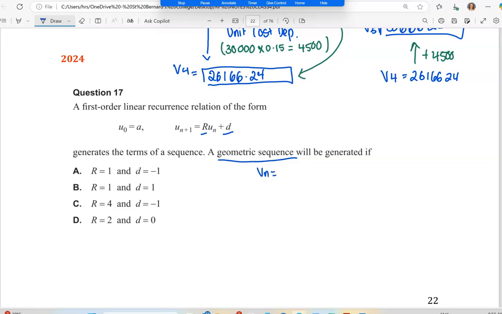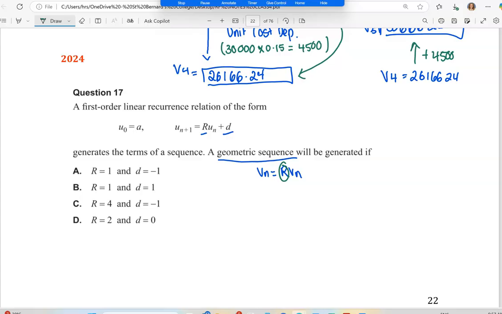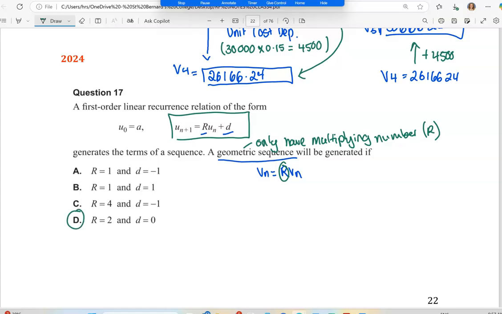we've seen it should only be like that. So a geometric sequence only should have the timesing part. So a geometric should only have a multiplying number, which we know is that big R. So if I want this rule to be just a number at R, what does D need to be? 0. So is there only one answer with that? Yeah, so that's D. So that was quite hard.